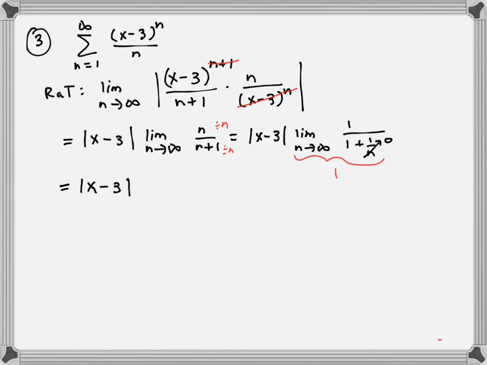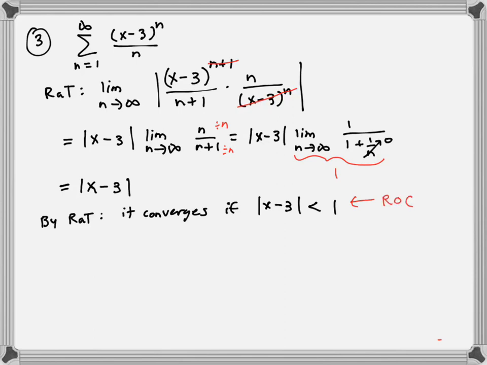So what does this mean? By the ratio test, it converges if the absolute value of x minus 3 is less than 1. And it's going to diverge otherwise. Okay? As soon as you get an inequality like this with the x minus 3 isolated, this guy right here is our radius of convergence.